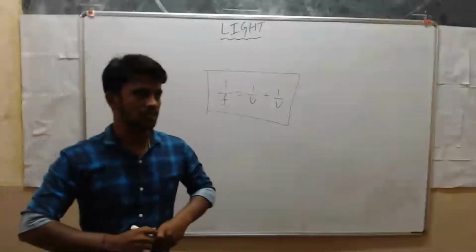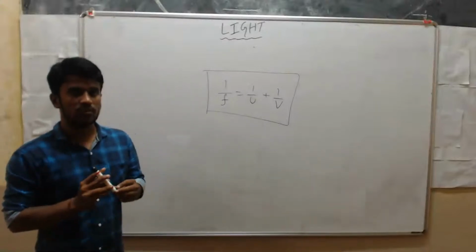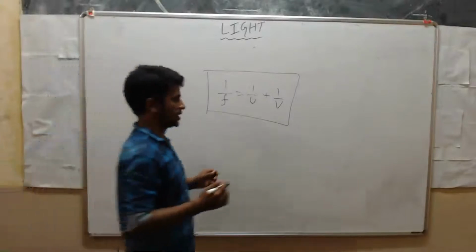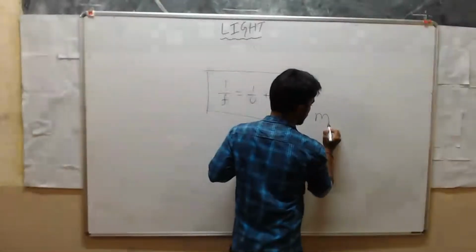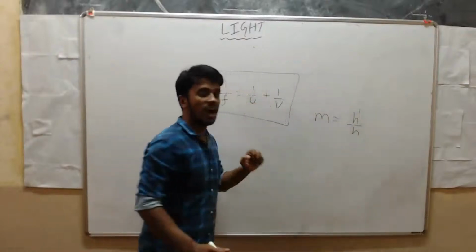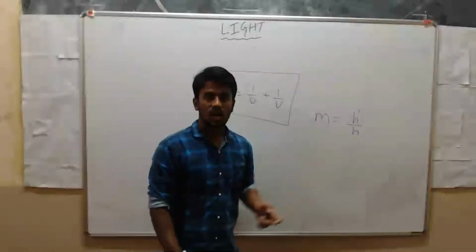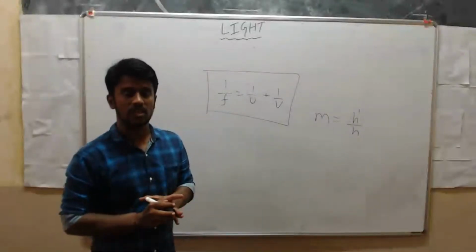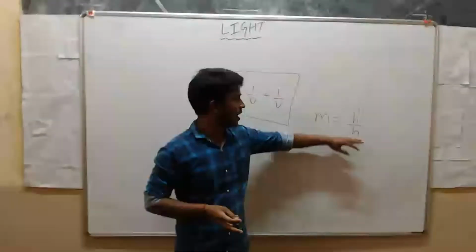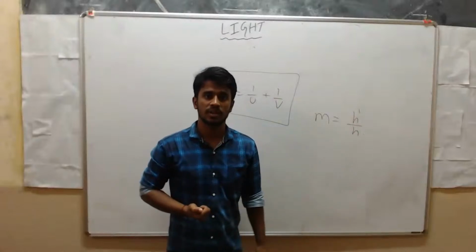See, magnification means it is the ratio between height of the image to the height of the object. So that is m is equal to h dash divided by h. h dash means height of the image, then h means height of the object. Then what is the magnification? Magnification means it is the ratio between height of the image to the height of the object. Then what is the meaning?